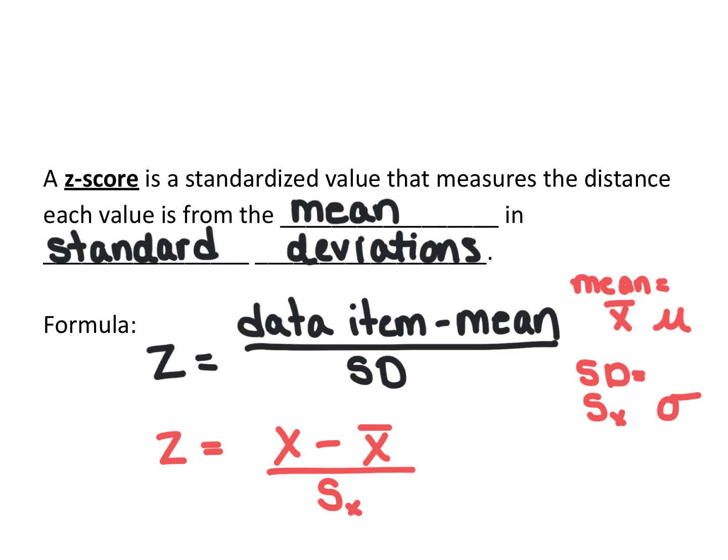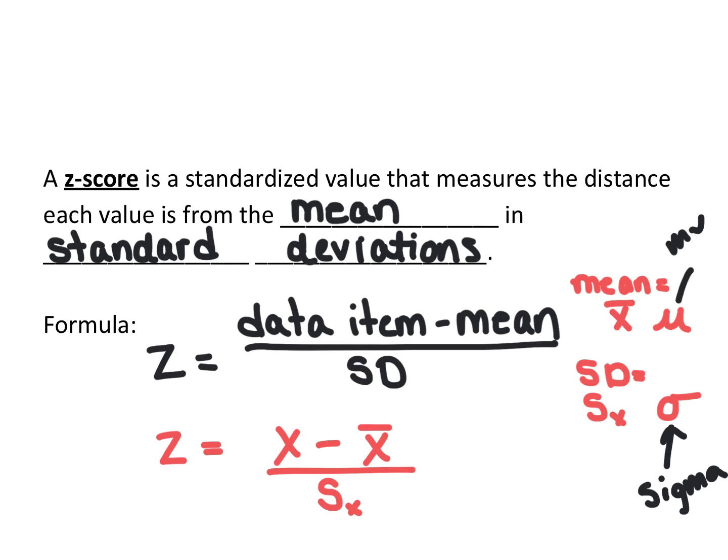Or you may see it another way, so let me point out some other symbols. For the mean, we know that x bar is the symbol for the sample mean, but if we're talking about a population, we use this Greek letter called mu. It's just a letter in the Greek alphabet, mu. And for standard deviation, we know that we use s sub x for the sample, but if we're talking about a population, it's the Greek letter sigma. Okay, kind of looks like that O with a little loop on the end.